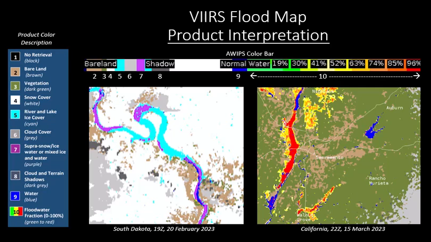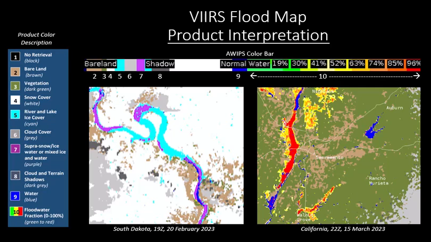Now in AWIPS, how does one interpret the product? Images from the VIIRS Flood Map consist of an array of colors to differentiate the floodwater fraction percentage from 0 to 100%, displayed in green to yellow to red colors. See number 10 on the left side of the slide.